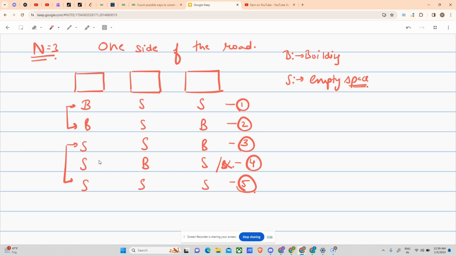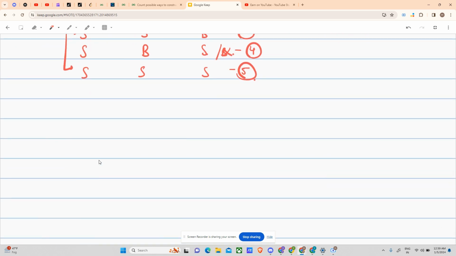Now think about the number of ways we are going to construct the sequences on the other side. On the other side, wouldn't it be the same? I know most of you have got the right answer. Yes, they would be the same.